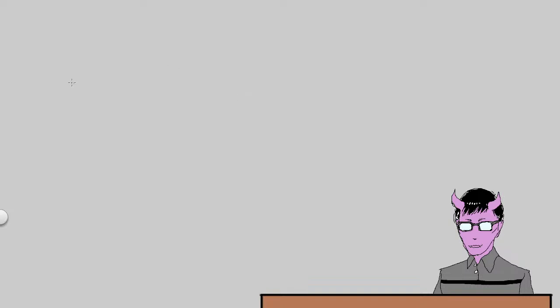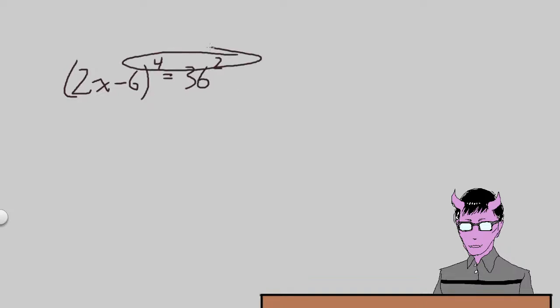Next problem up, we have 2x minus 6 quantity to the power of 4, and then that is equal to 36 to the power of 2. So always watch out for those even powered exponents, because oftentimes they hide 2 answers or more. So what do we do here? Best strat, I'll probably just manipulate this one. Let's change the 36 because I've already memorized that's 6 squared.